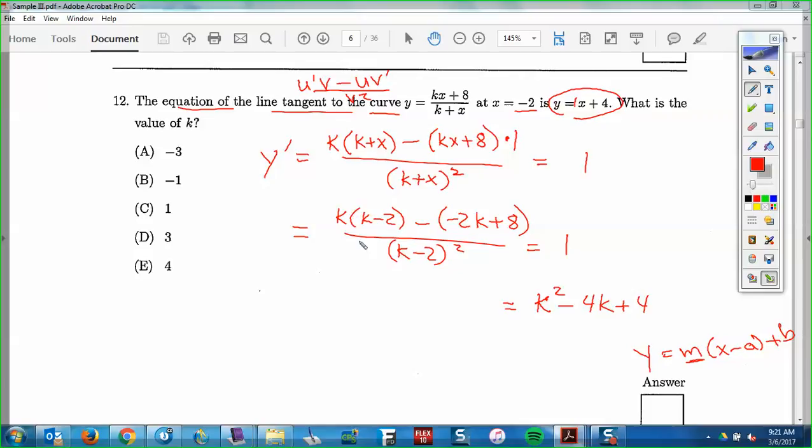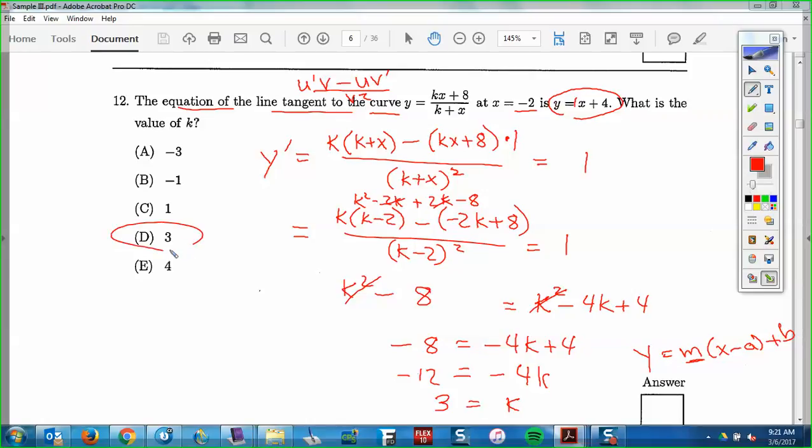On this side, I would have k squared minus 2k, but then I'm going to end up with a plus 2k, so they're going to disappear. So I'm going to get k squared minus 2k plus 2k minus 8. Those go away, so I get k squared minus 8. Now I can subtract the k squares from both sides. So I get -8 equals -4k plus 4, -4k equals -12, k equals 3. There we go.